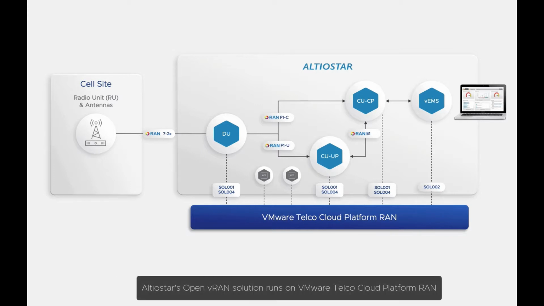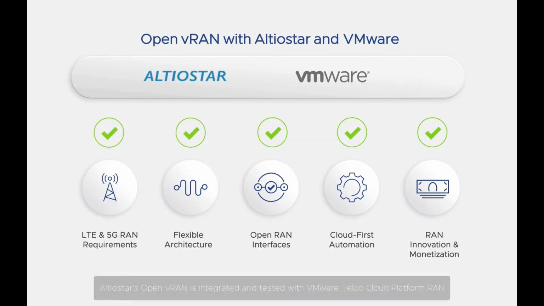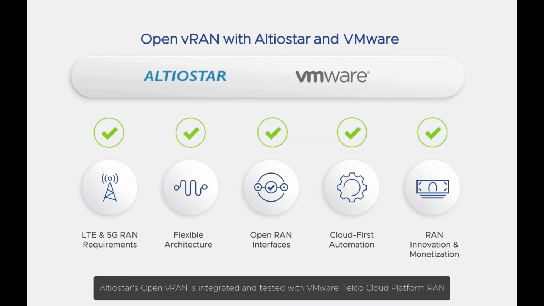Altiostar's Open vRAN solution runs on VMware Telco Cloud Platform RAN to solve the lingering problems of traditional RAN deployments and disaggregate the RAN into a flexible, high-performance stack with open interfaces. Altiostar's Open vRAN is integrated and tested with VMware Telco Cloud Platform RAN to deliver a combined solution that lets you establish the next frontier of virtualization at the RAN.